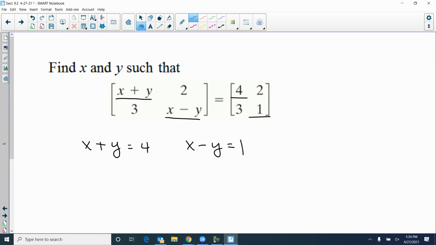Now you've got to figure out what x and y are. Take a second, think about it. Because it doesn't just say x is 2 and y is 1. You've got to do a little bit of work after that. But what is that work?